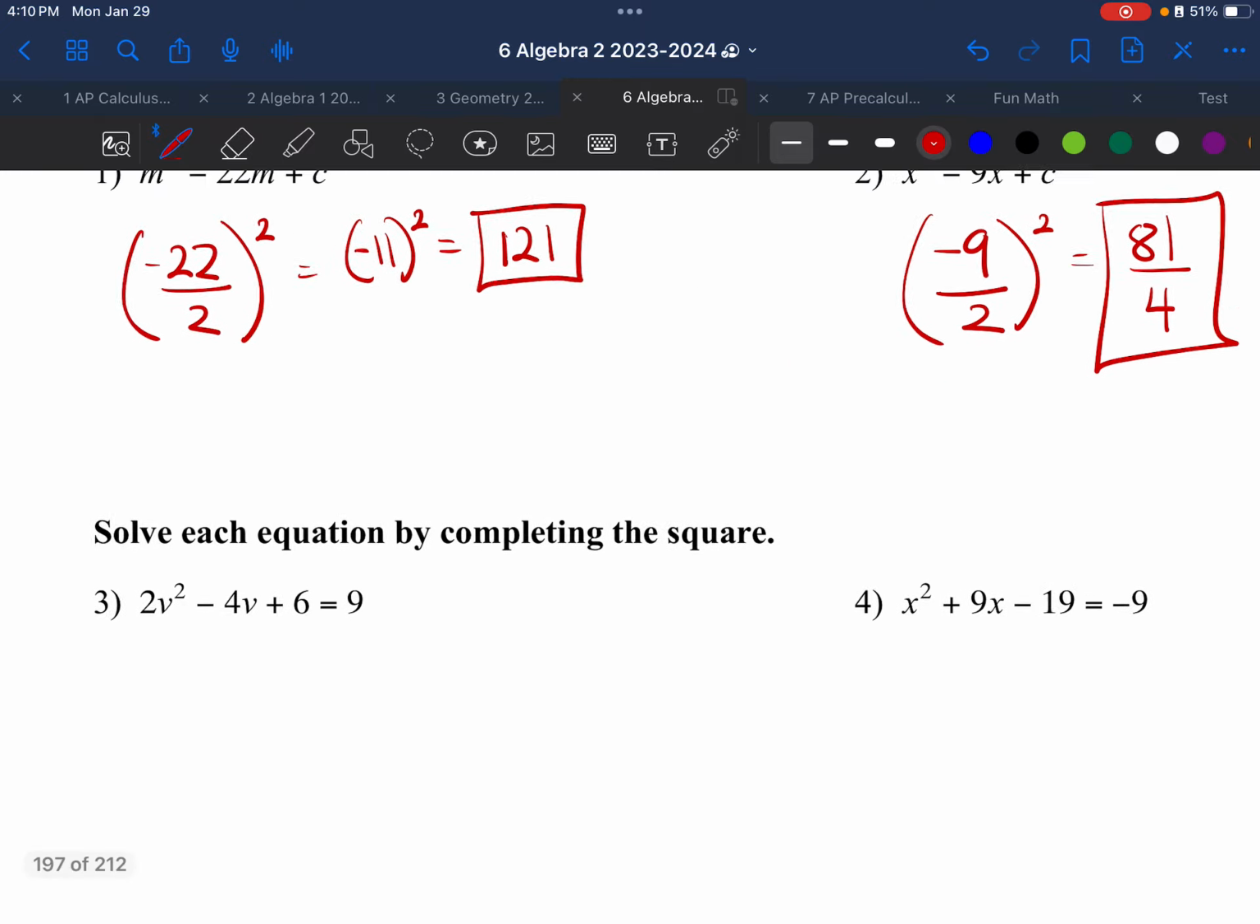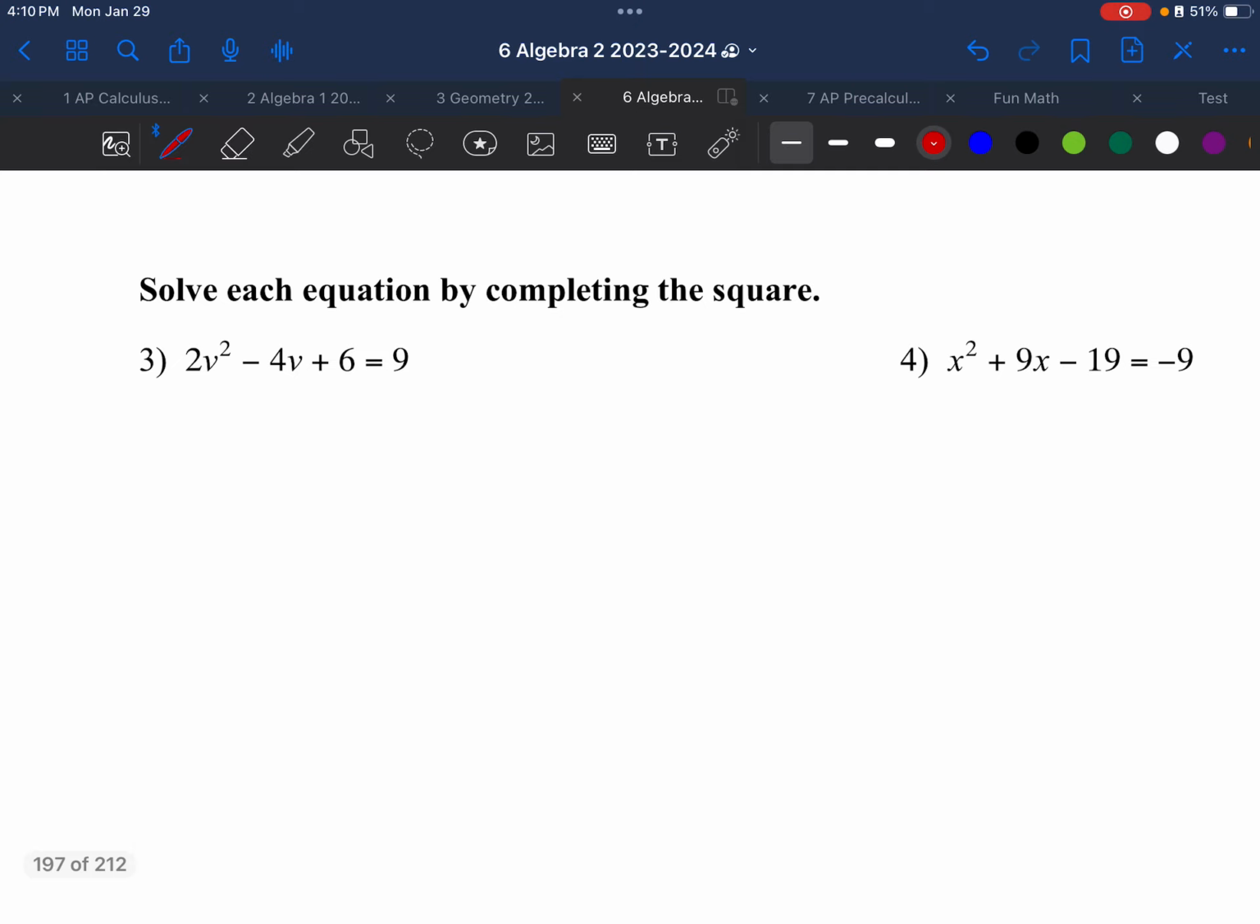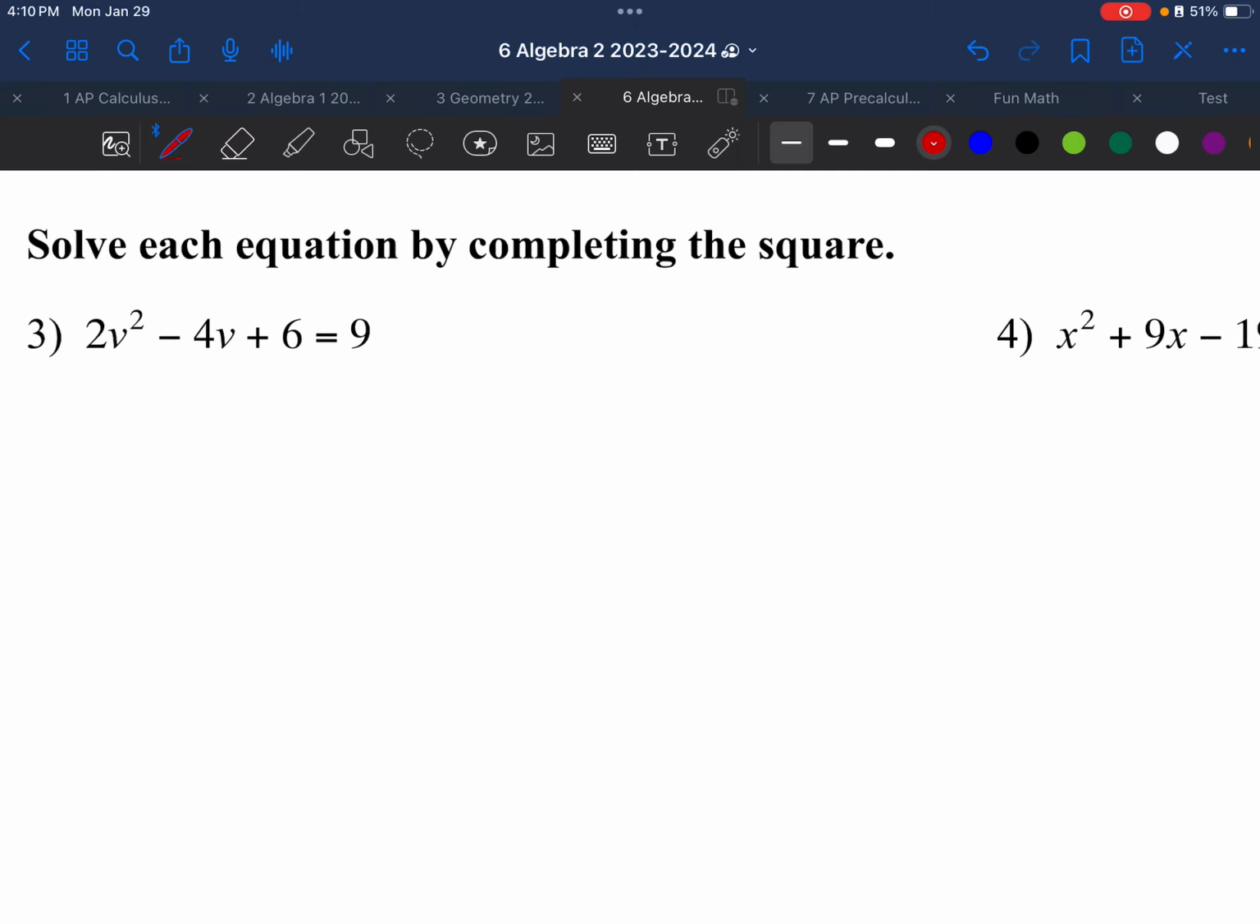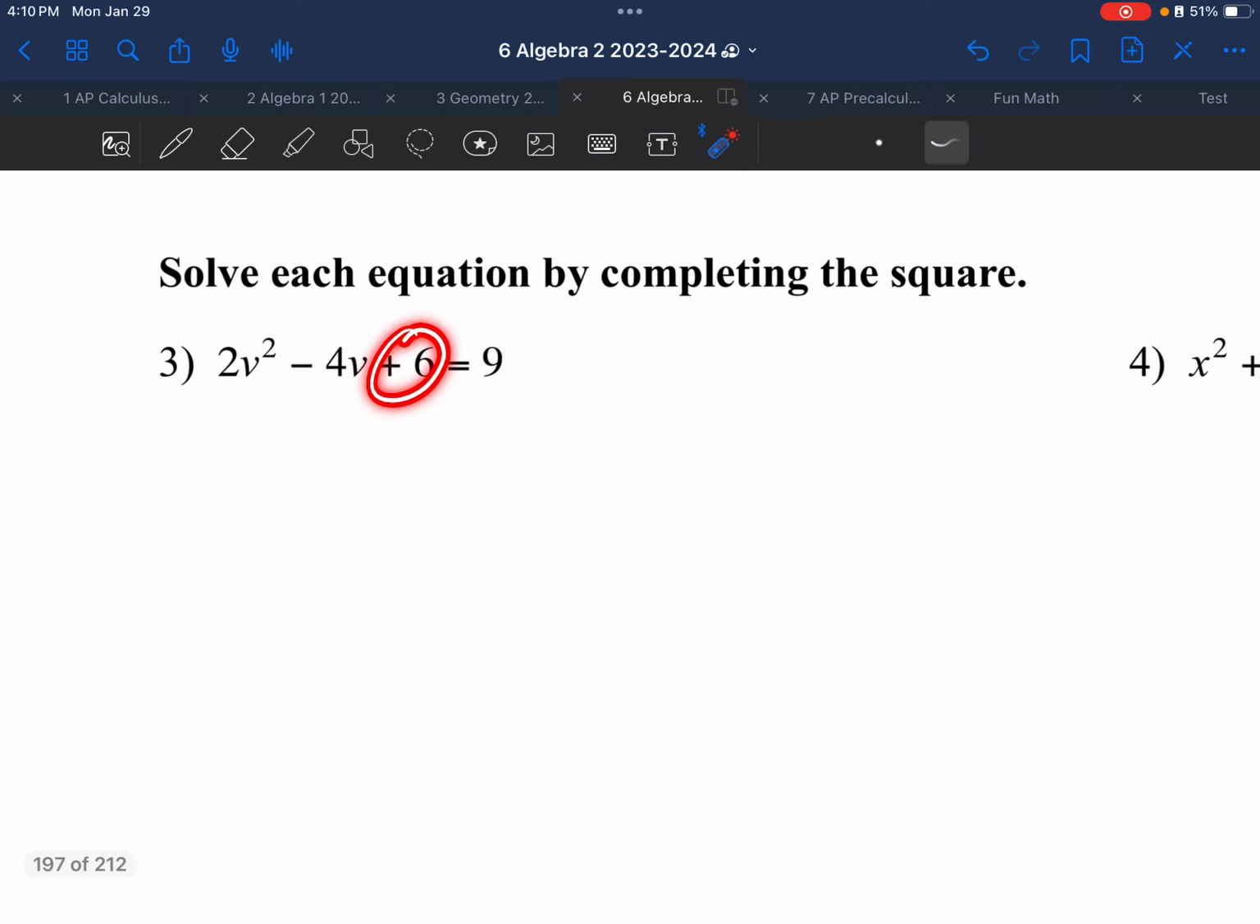All right. And in number 3, we need to solve by completing the square. So we're using the knowledge up above to actually solve these. Generally, the first step is we want to make some room to complete the square. So we have kind of a middle or a C term that we're looking for. So I'm going to subtract 6 on both sides. And this is going to be 2v squared minus 4v is equal to 3.